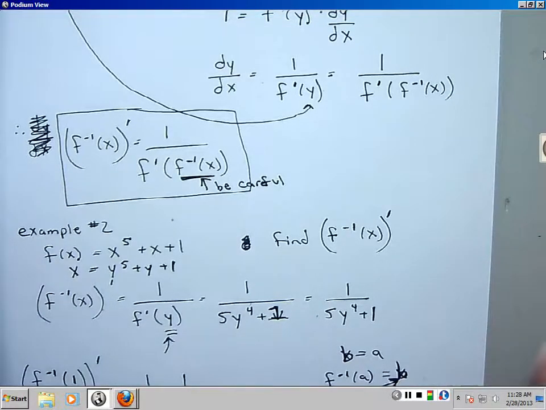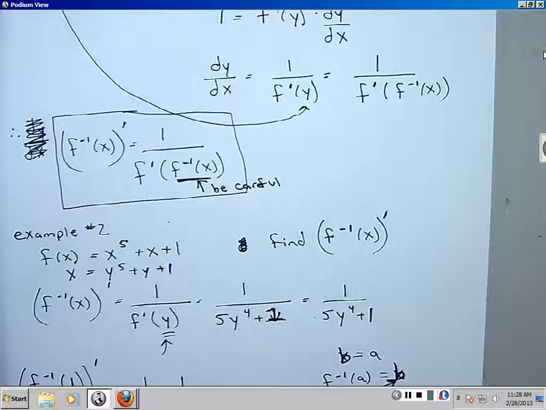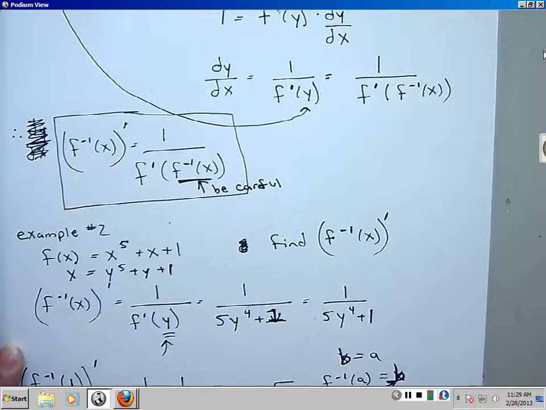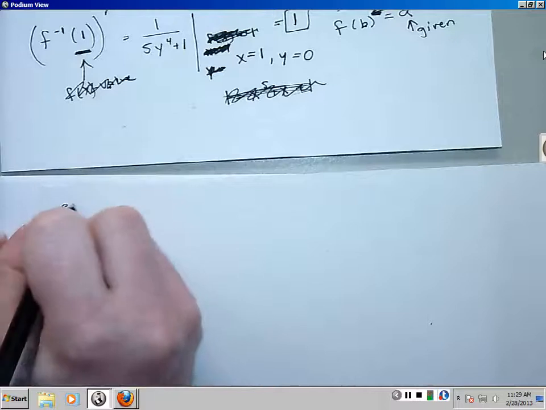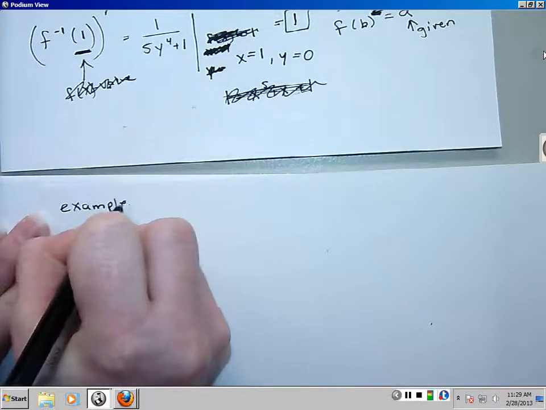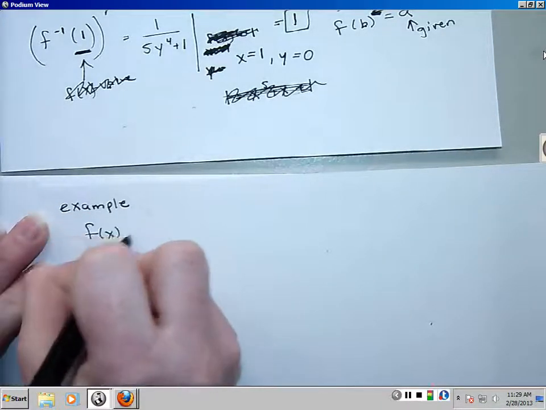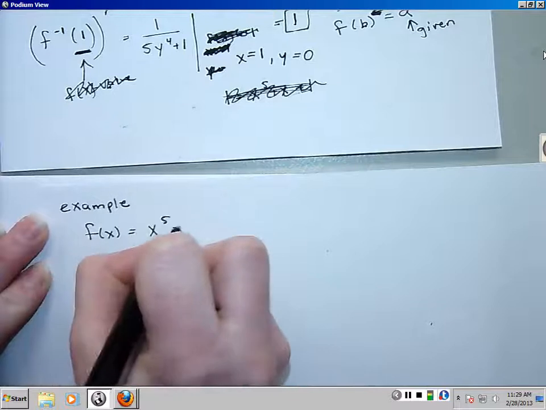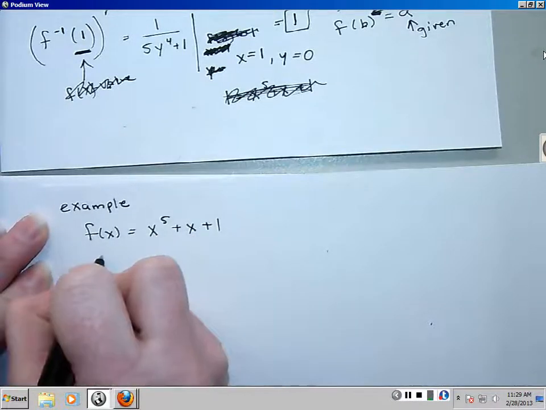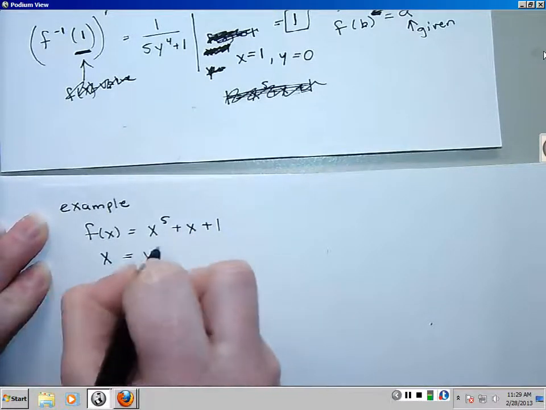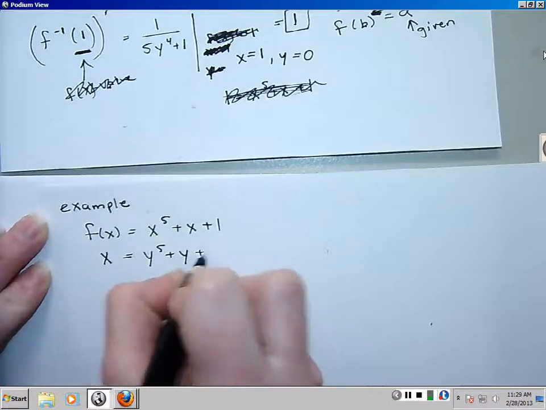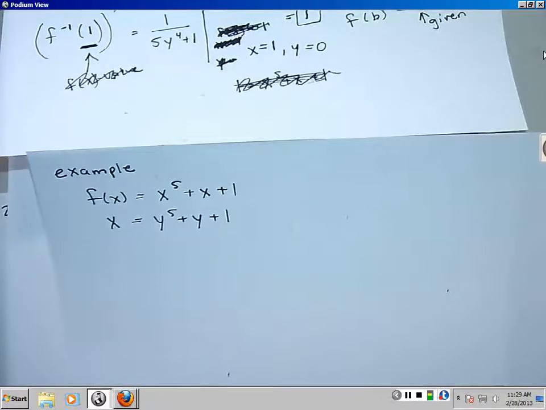So let's look at another example. This example is in your book. The answer is actually 1. Okay, so let's look at the same example again. I think this will help clarify. Okay, so f of x equals x to the 5th plus x plus 1. So I can write that as x equals y to the 5th plus y plus 1. Does everyone understand that? That's the first step in finding the inverse.